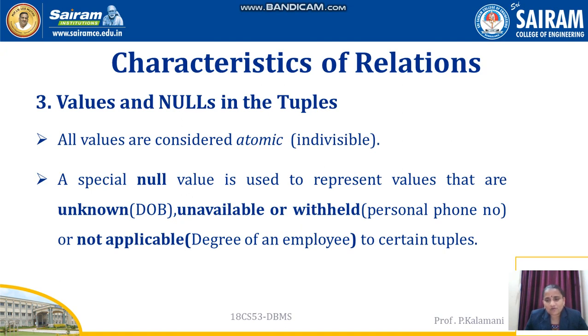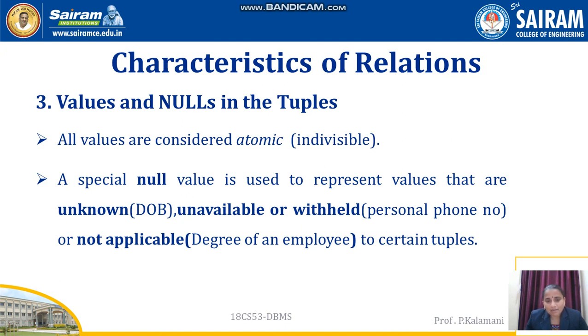Sometimes the value of an attribute is unknown. For example, date of birth. The date of birth of a particular student exists, but when we are entering the value, at that time it is unknown. Then unavailable or withheld. For example, personal phone number, which is not available, or withheld, which is the same thing. Sometimes, due to some reason, people are not interested in giving their personal phone number. Same thing: when VTU releases the result, some student results will be withheld due to some reason, but later it will be displayed. Currently it is withheld.